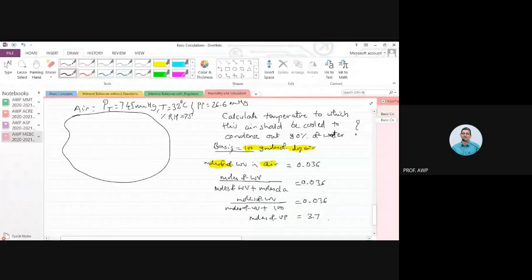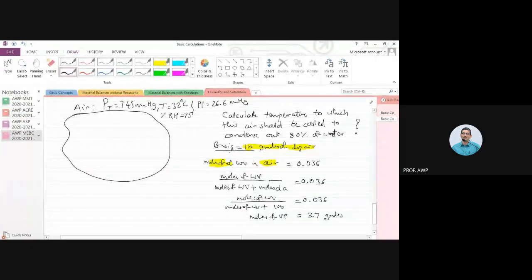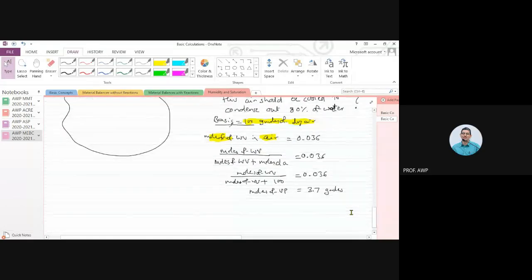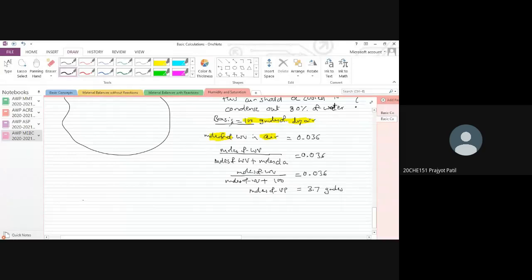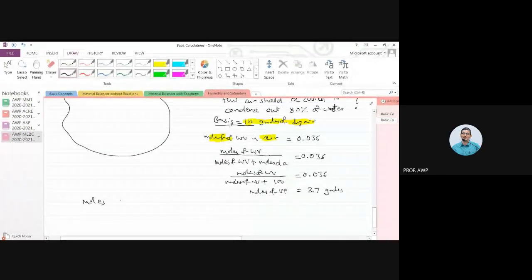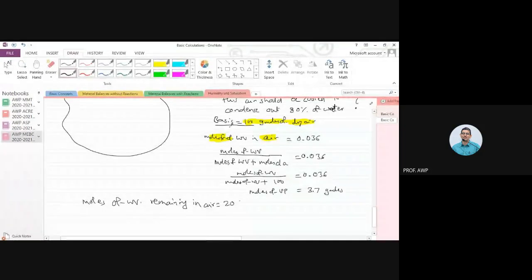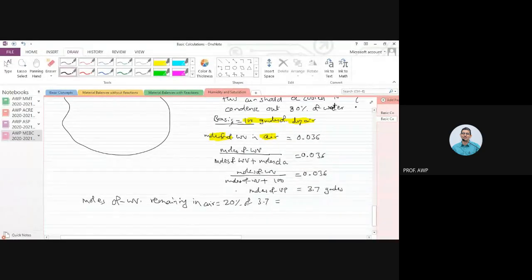Okay, 3.7 gram moles. Okay, now what? Now the air is cooled and 80% of the water vapor is condensed. Correct. Therefore, the air has only 20% of the water vapor. So shall we say the moles of water vapor remaining in the air? Yes, sir. 20% of 3.7. So 0.2 multiplied by 3.7, how much is that? 0.74. All right, 0.74 gram moles.